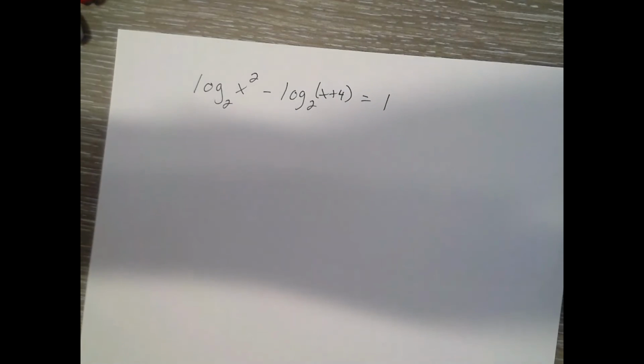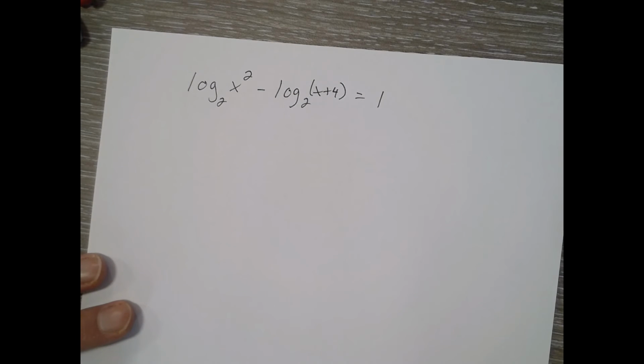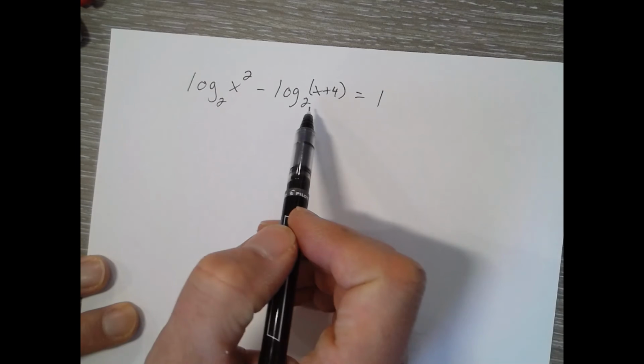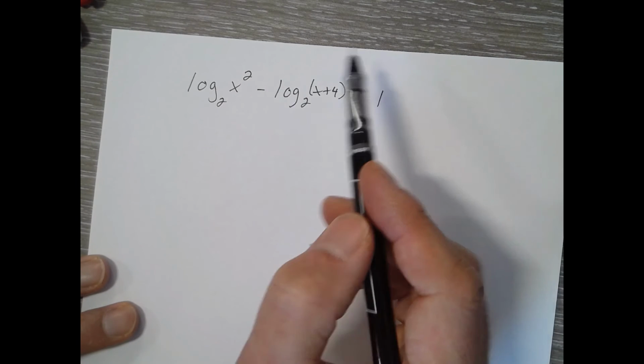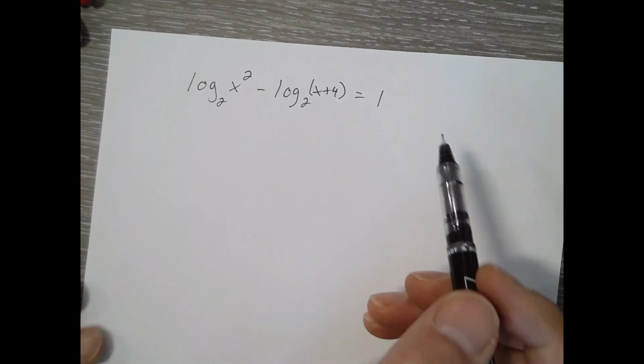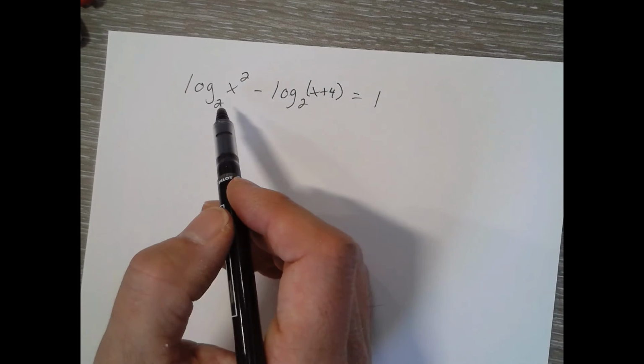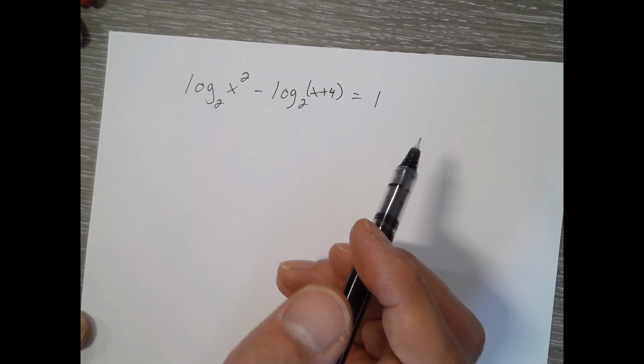All right, so if we have two logs on the same side with the same base, the biggest mistake students make here is they want to do a 2 to the power right away. They want to do 2 to the power of this, 2 to the power of that, so we end up with x squared minus x plus 4 equals 2. That's not correct. You can't do a 2 to the power if you have more than one term on one side. It's not going to undo it.